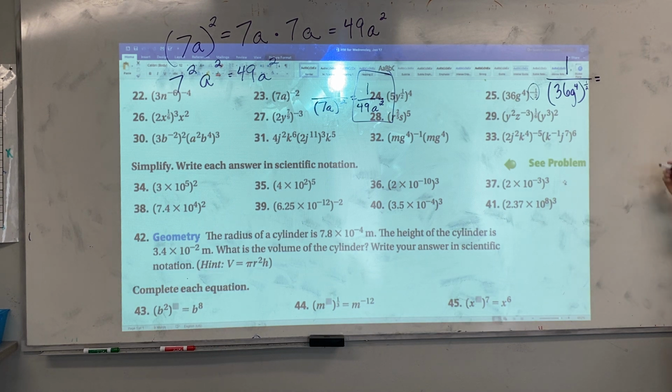Now, we have 1 over 36 to the 1/2 power and g to the 4th to the 1/2 power. What do we do with the exponents? Good. What do we get?